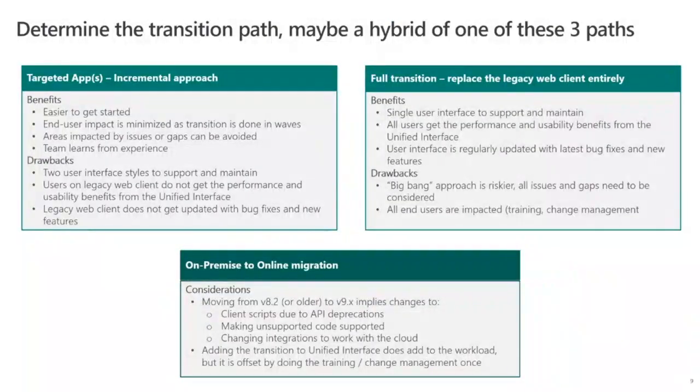And the other transition path is for our on-premise customers who are moving from earlier versions of Dynamics. And this means a lot of things, sometimes common with online, but we know that for on-premise deployments, people have usually integrated more unsupported code or customizations. Often there are some client APIs that have been deprecated, and it might also require integration patterns to be updated to work with the cloud.